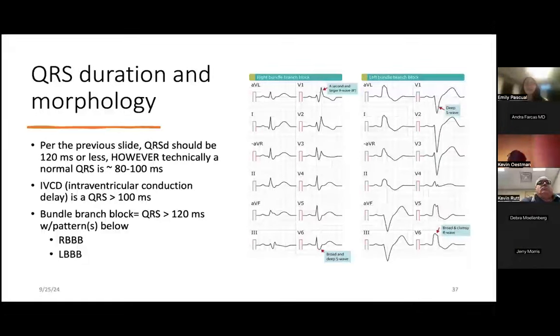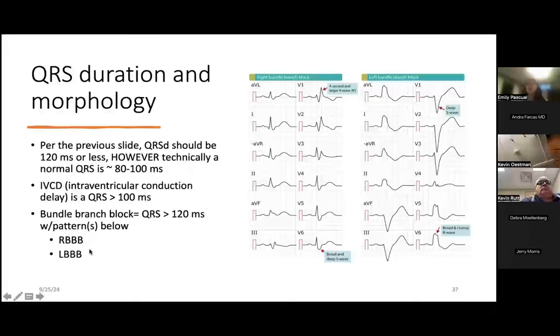So in terms of QRS duration, like we talked about, the QRS should be 120 milliseconds or less. However, technically a normal QRS is 80 to 100. When it's over 100 but below 120, we just call it an intraventricular conduction delay, meaning there's a slight delay in the signal traveling from the right to the left ventricle. Bundle branch block is when the QRS is over 120 with the patterns below.